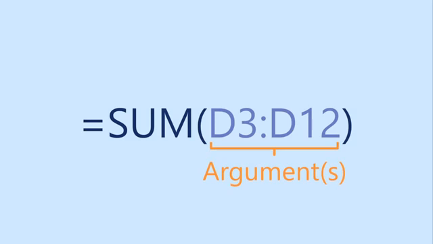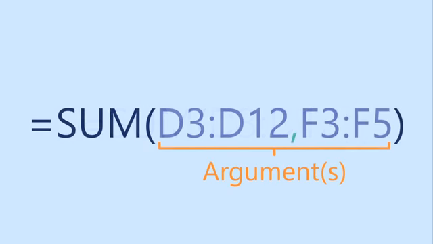In this example, we only have one argument, even though there are two different cell references. This is called a range of cells, or a cell range. A cell range is represented by two different cell references with a colon in between. In this case, the range consists of all the cells between D3 and D12. If you want to use more than one argument, you'll need to separate each one with a comma.